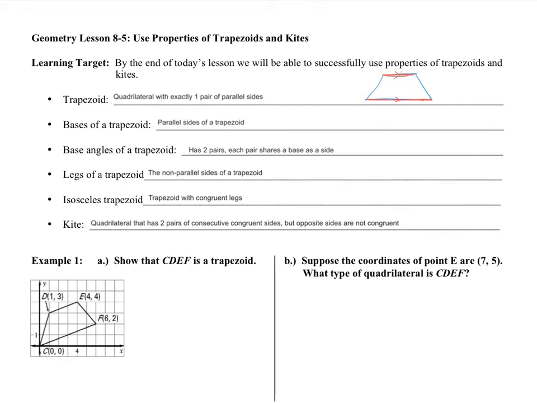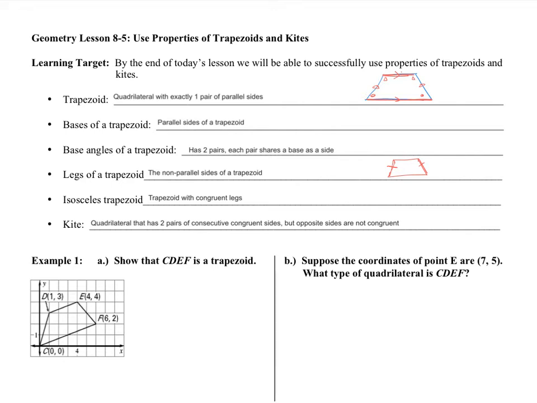The base angles of a trapezoid have two pairs, and each pair shares a base as a side. So this would be considered one pair, and this would be considered the other pair. The legs of a trapezoid are the non-parallel sides, so we're talking about this side and this side. And an isosceles trapezoid is a trapezoid with congruent legs, meaning these two legs are congruent.